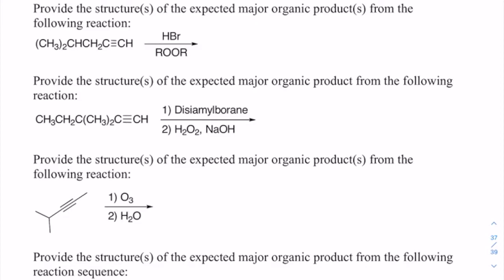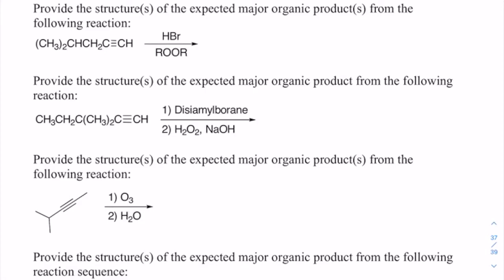Alright, so we have some more alkyne synthesis practice problems. So the first one is provide the structures of the expected major organic products from the following reaction. So what reaction do we have? Well, we have HBr and ROOR. HBr are reagents that are halogenation. So we know we're going to add a bromine to the molecule, and ROOR is hydrogen peroxide, and that tells us we're going to add that bromine in the anti-Markovnikov position.